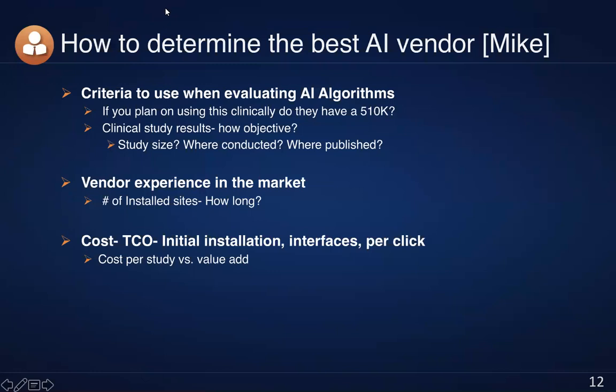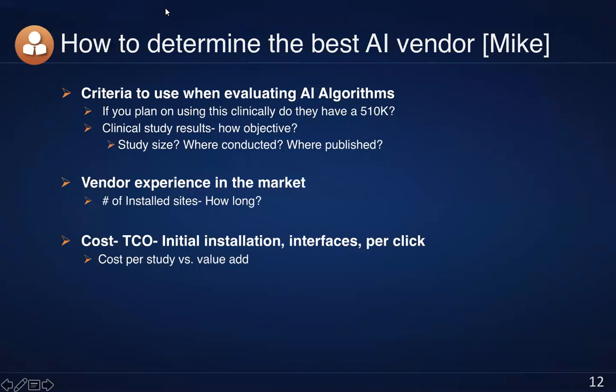But when you're doing that, you've got to somehow determine the best AI vendor. And there's 3 things that we look at here. One is the criteria to look at. Are they going to use it clinically, or are they just doing it for proof of concept to prove to the administration and others that AI can work? If you're using it clinically, and at least in the United States, you have one question and one question only that has to work, and that is, do they have a 510K? If they don't have a 510K, then you can't use it clinically.